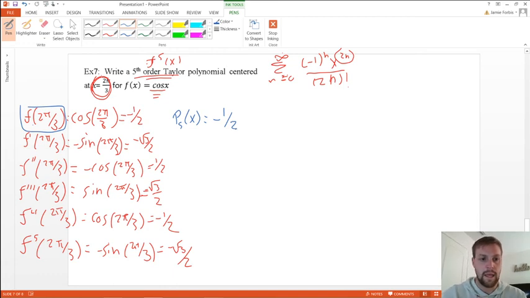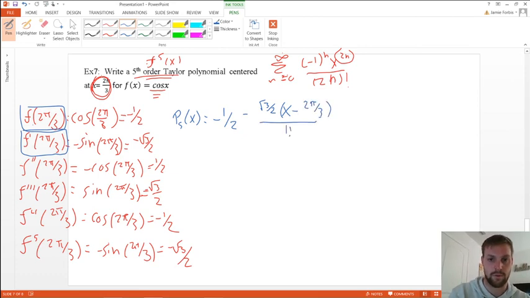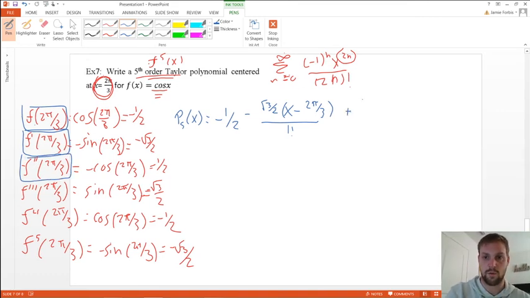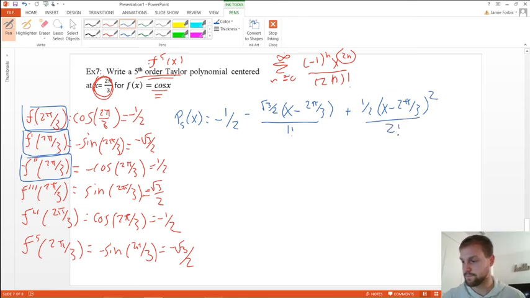Okay. And then plus f prime of a, so that's going to be negative √3 over 2 times x minus 2π over 3, so x minus a over 1 factorial. Okay, so nothing too crazy there. And then plus f double prime, which in this case is plus 1/2 times (x minus a, or 2π over 3) squared over 2 factorial.